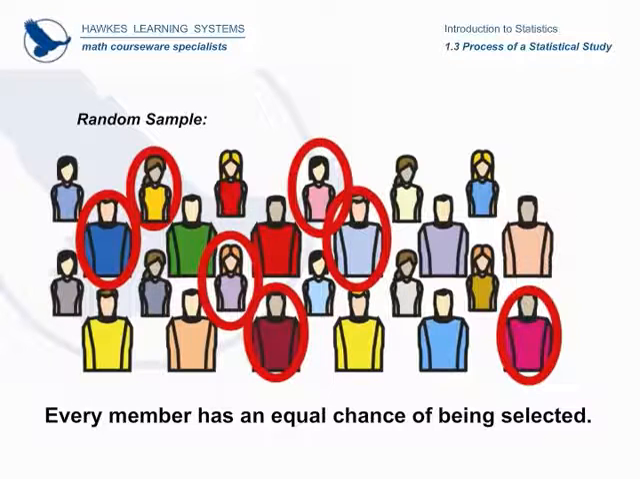Next, we have a random sample, and that's where every member has an equal chance of being selected. So you have a population, and then you just randomly, by chance, select members from that population, each member having an equal chance of being selected.